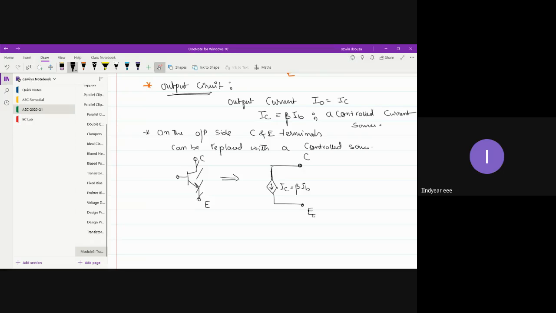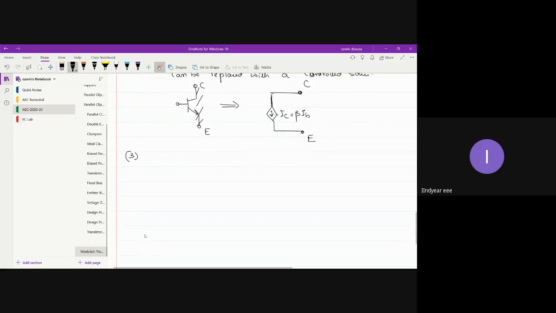Now, so far what we have done is we have introduced some equivalent circuit on the input side and some equivalent circuit on the output side. Now what we have to do is we have to connect these two circuits together so that it represents the complete equivalent circuit of your transistor. So let's do it in step number 3. Let us collate everything in step number 3.